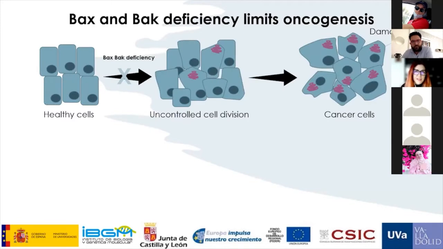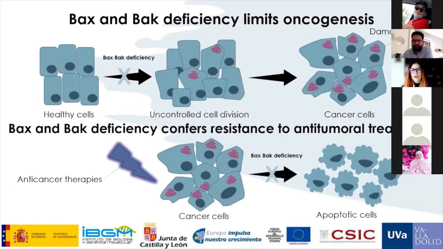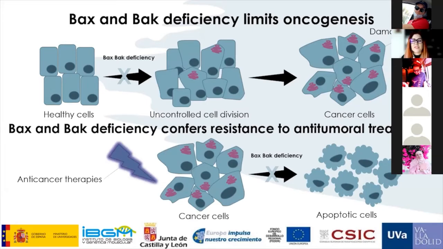Let me start with a spoiler. So Bax and Bak deficiency limits oncogenesis. As we will see, this happens mostly at the beginning of oncogenesis, and then we avoid getting aggressive cancer cells. But also, we know that Bax and Bak deficiency confers resistance to anti-tumoral treatments.